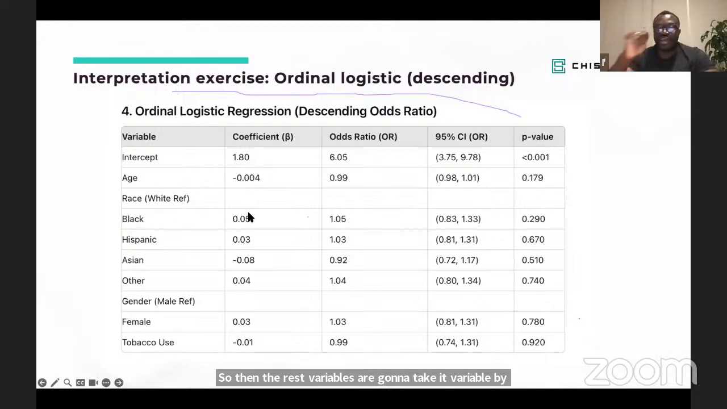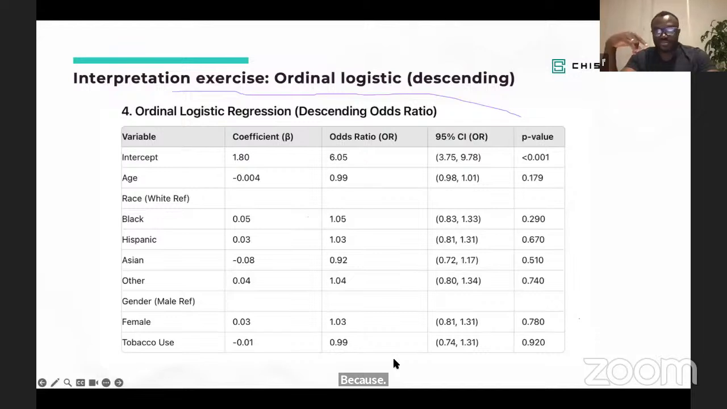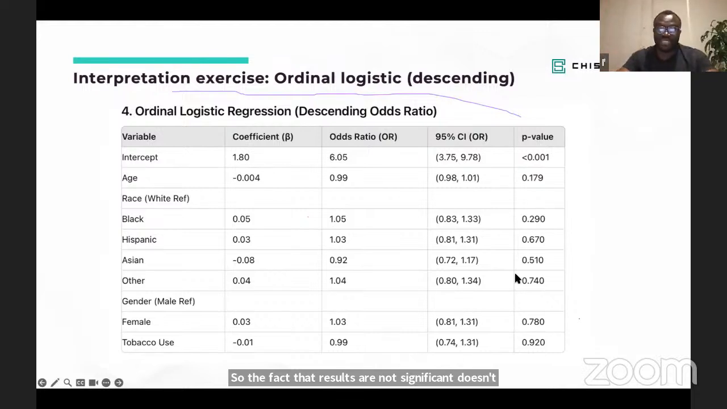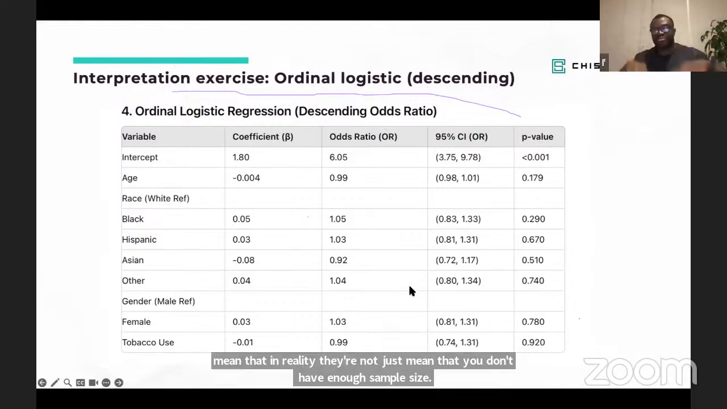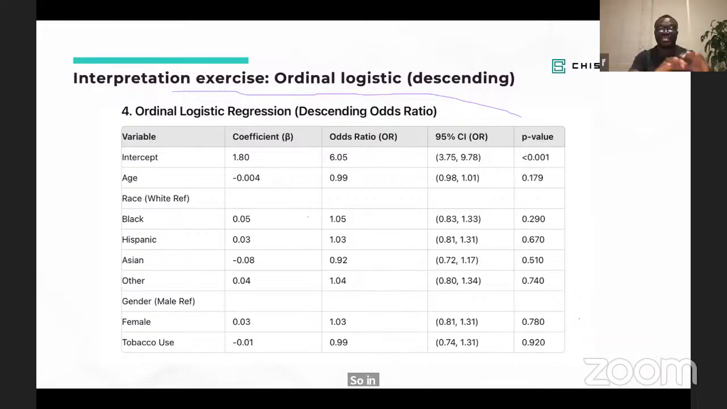The principle here is, we want to focus on only results that are significant. There's really no point beating to death results that are not significant, because the absence of evidence is not evidence of absence. The fact that results are not significant doesn't mean that in reality they're not significant. It could just mean that you don't have enough sample size. So in general, we tend to focus only on results that are significant.